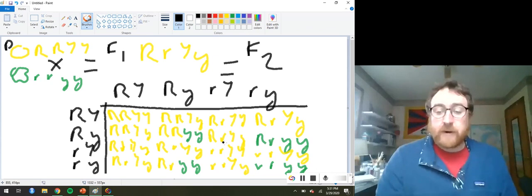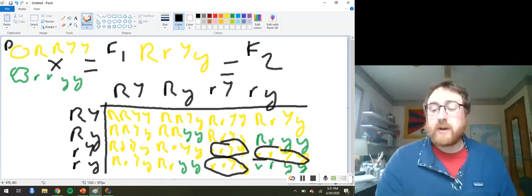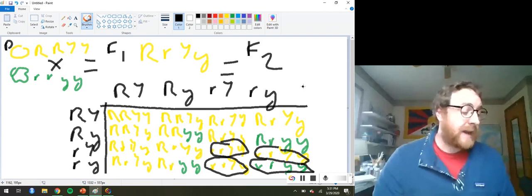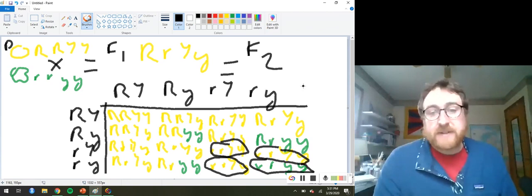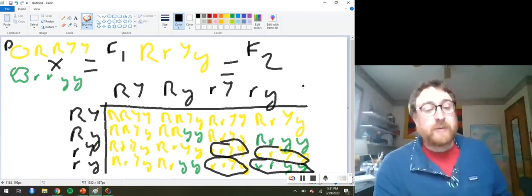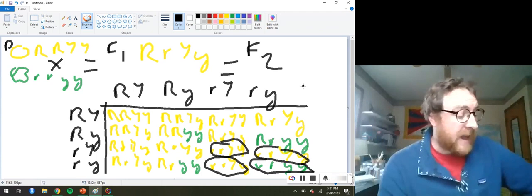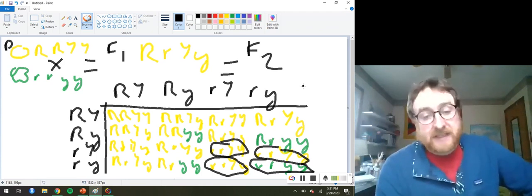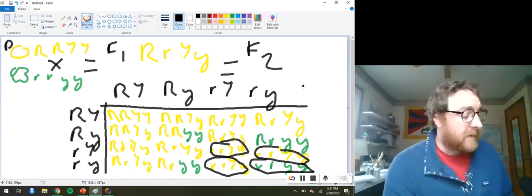So what I'm going to do, I'm going to circle all of our wrinkly individuals here. All those ones with the little r's. And now from here you can start to look at the ratios we have. So we produce 16 offspring through this dihybrid cross. And the majority of them are going to be smooth yellow individuals, as you can see as we lined out there. In fact, half of them are going to be that. So 9 out of 16 are those smooth yellow individuals.